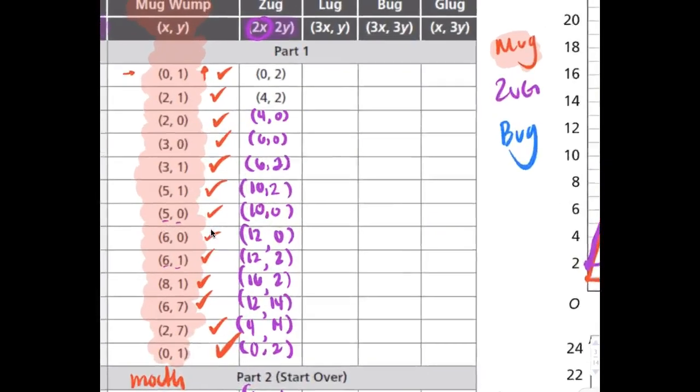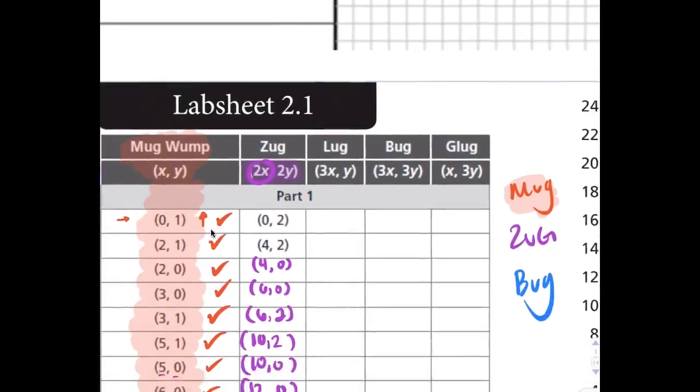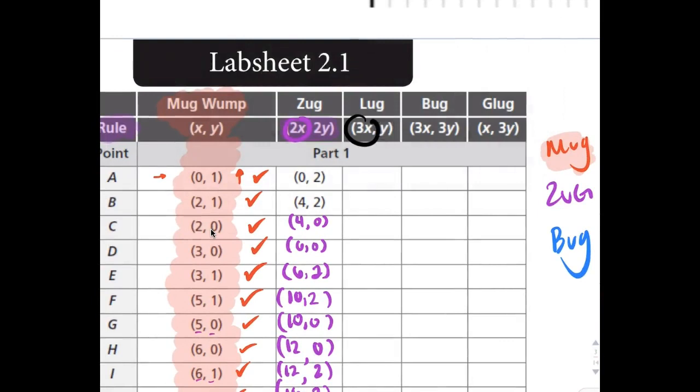Now, here's the trick for these, because a lot of people make mistakes on these. Lug is in black ink. So for Lug, it says 3x and 1y. What that means is you're going to triple the x. 0 times 3 is still 0. And the y stays the same because it doesn't have a multiplier. So it's going to look something like this.